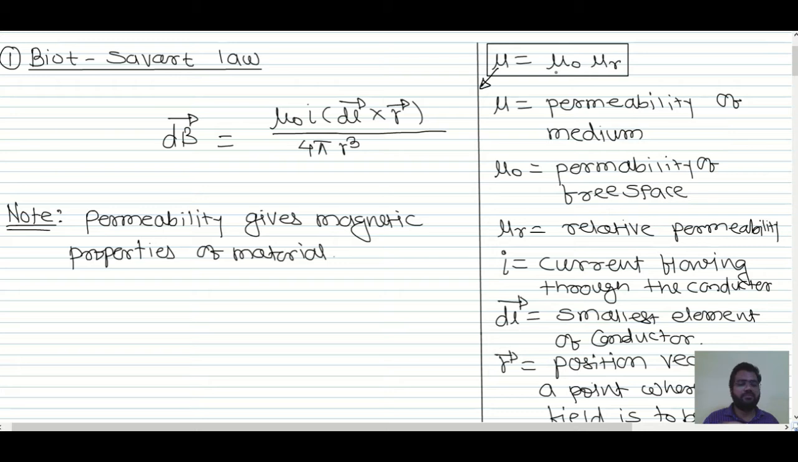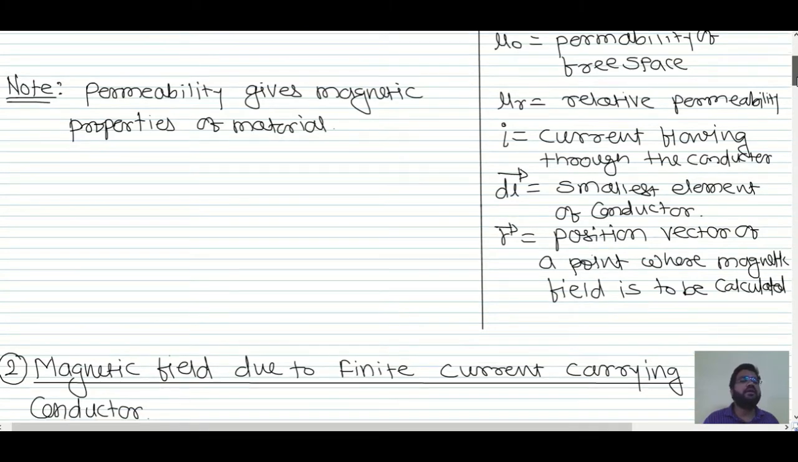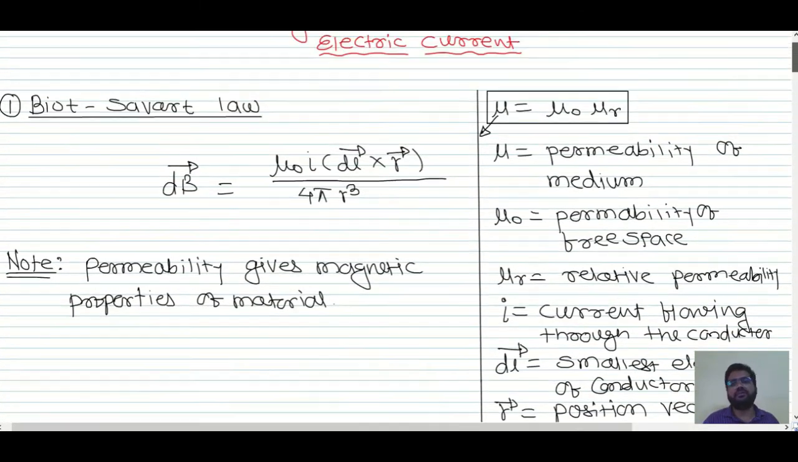What is mu naught? Permeability of free space. What is mu r? Relative permeability. Now, relative permeability is permeability of medium, it is always with respect to something, right? And here we have permeability of free space, always the relative term, right? So over here I is current flowing through the conductor, dl bar is the smallest element of a conductor, r bar is the position vector of a point where magnetic field is to be calculated.